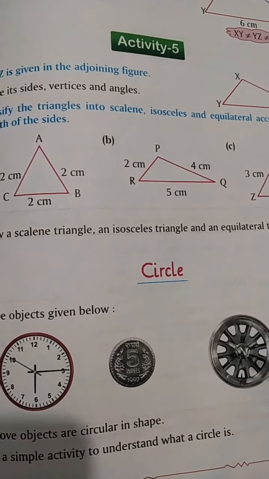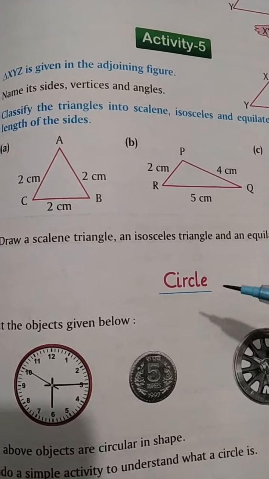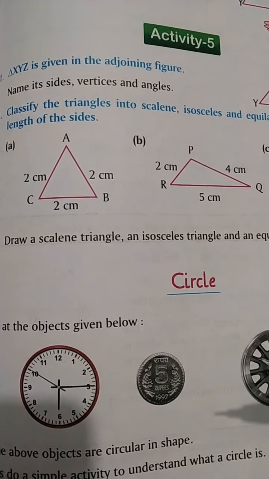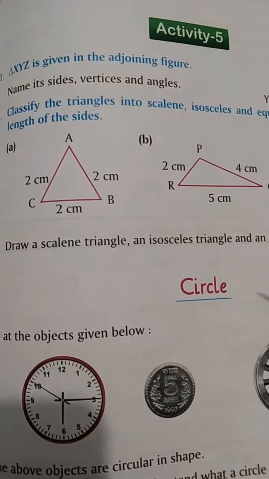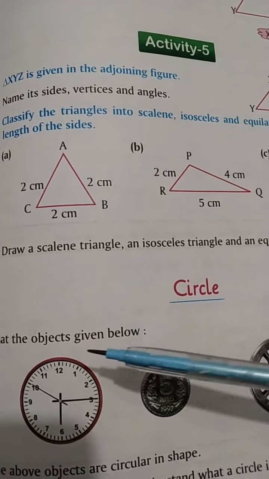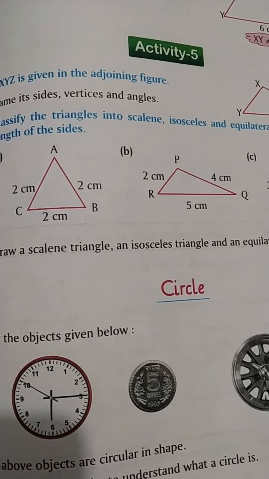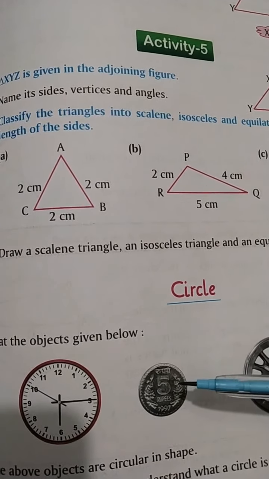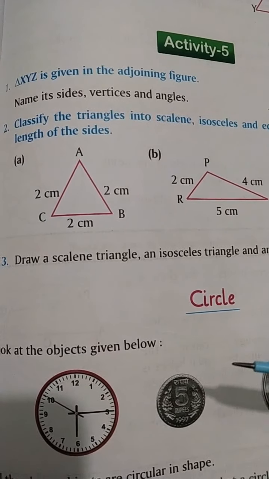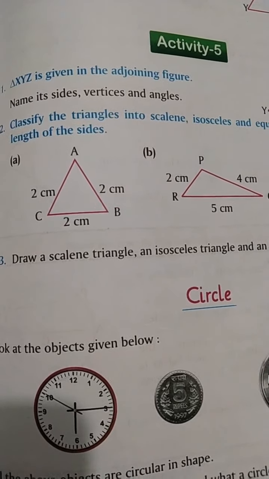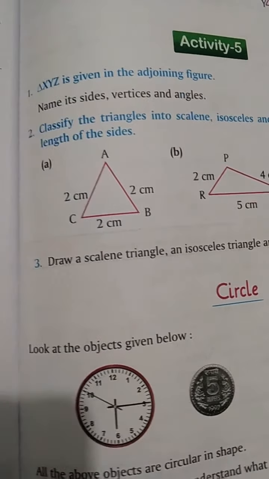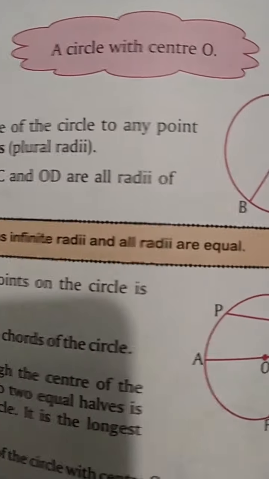Let's understand about circles. We know what a circle is. We know this shape from many years, right? Circle shapes are clock, coin, wheel, bangle. These are circle shapes. A circle has no corner, right? It is not made up of line segments. Okay, let us know about it and its parts.